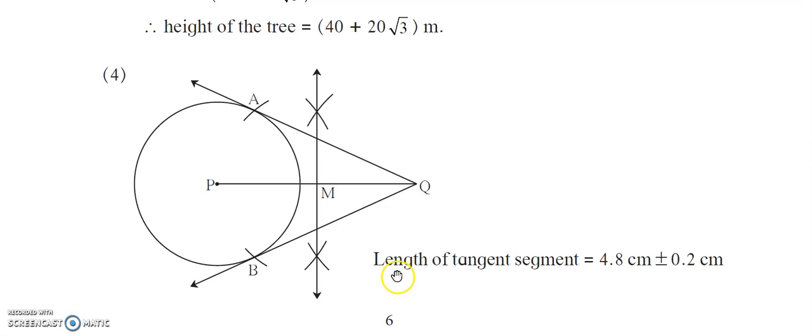Also measure the length of the tangent segment. Means what? Length AQ and length BQ are both the same, and that is equal to 4.8 centimeter, plus or minus 0.2 centimeter. Plus or minus 0.2 centimeter is acceptable.